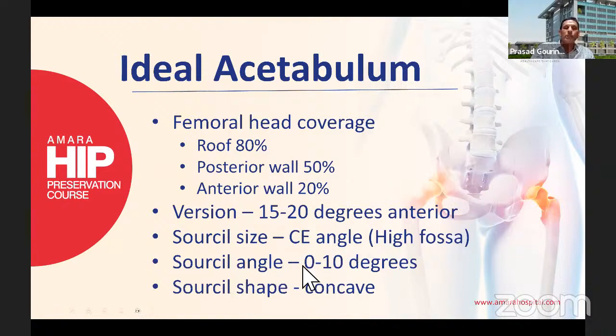Sourcil angle ideally is 0 to 10 degrees upsloping. More than 10 is dysplasia, and less than 0 is a negative sourcil angle. And the sourcil shape ideally is concave. That's an ideal acetabulum.